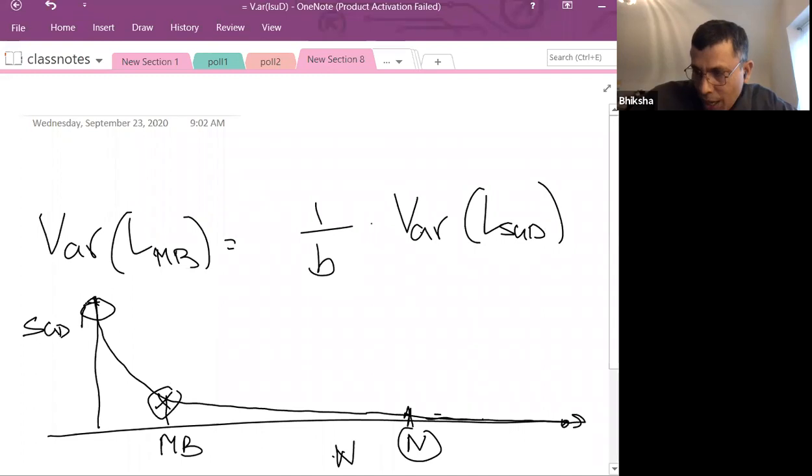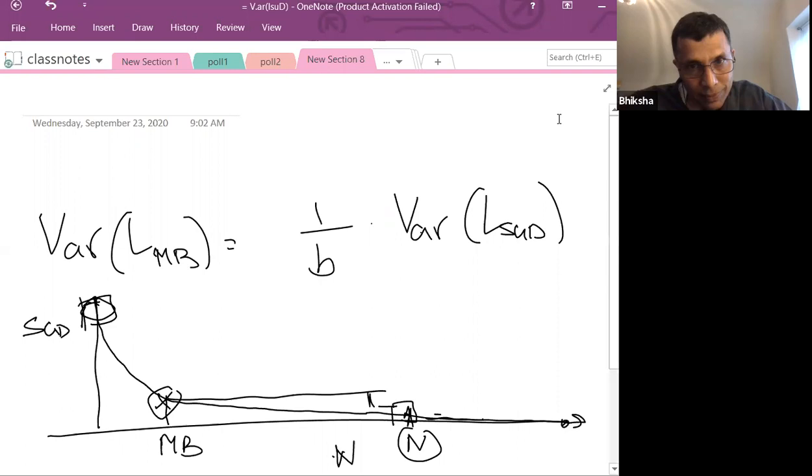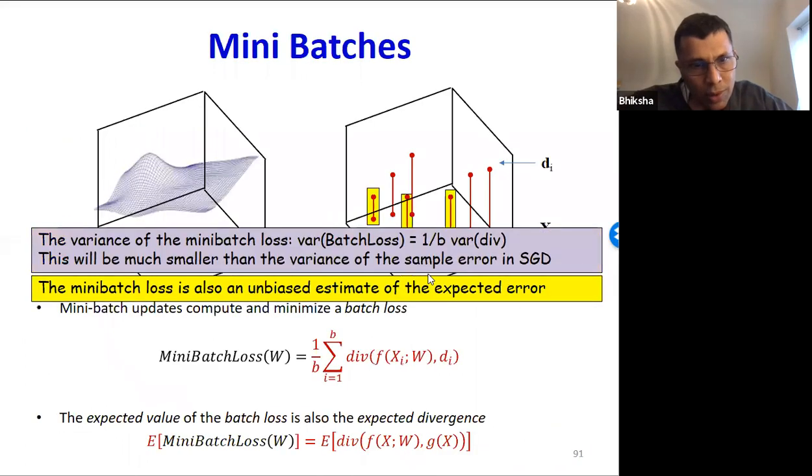Obviously, this is way better than this one, right? Maybe not so good as this one, but really the gap between these two is small enough that it becomes insignificant for a large enough batch size. And so the variance of the mini batch loss is 1 over b times the variance of the divergence. This will be much smaller than the variance of the sample error for stochastic gradient descent.